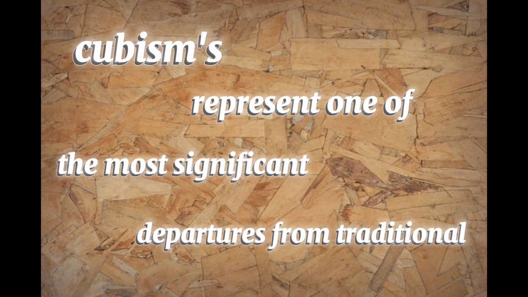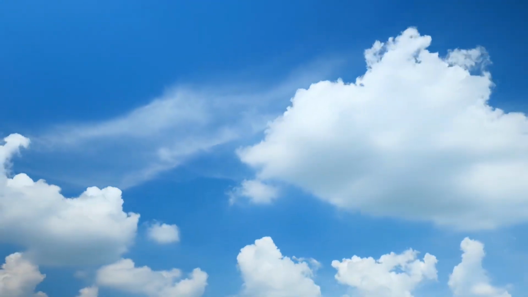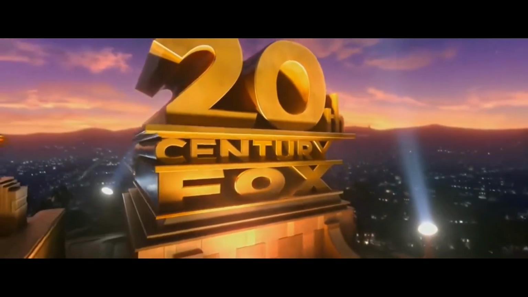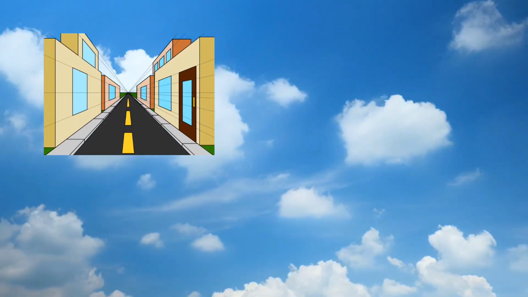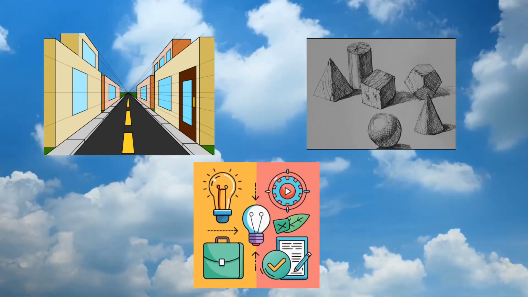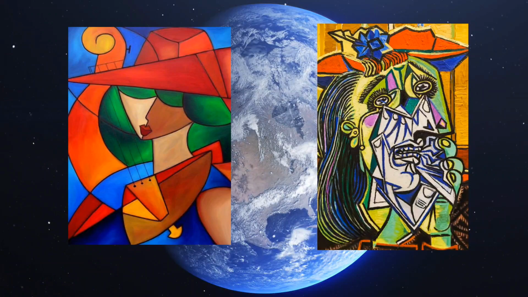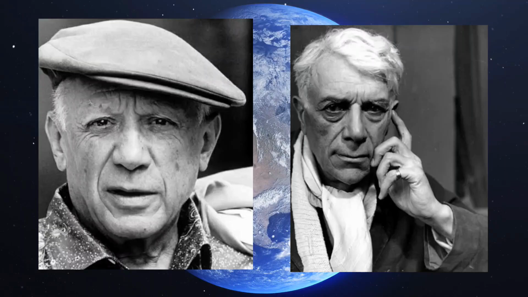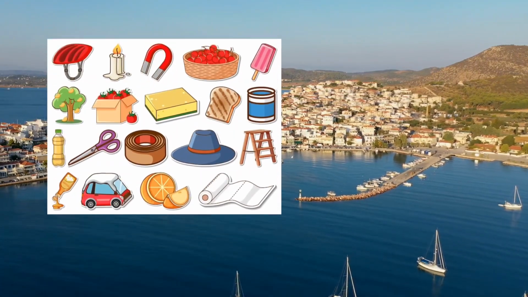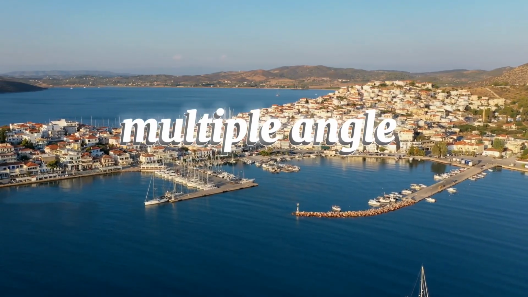Cubism represents one of the most significant departures from traditional Western art in modern history. Emerging in the early 20th century, Cubism challenged the established norms of perspective, form, and visual representation. Rather than depicting the world through a single viewpoint, artists such as Pablo Picasso and Georges Braque introduced a radical idea that objects and figures could be represented from multiple angles simultaneously.